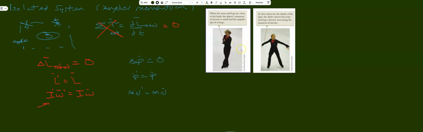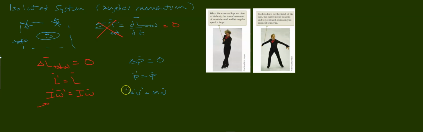Consider this skater. At the beginning, he's rotating with his arms and legs close to the body, so the moment of inertia is small. Remember how moment of inertia depends not only on the mass, but on the distance. When the legs and arms are extended, you have more mass far away from the axis of rotation. If the skater then extends the arms and the legs, the moment of inertia is going to change.